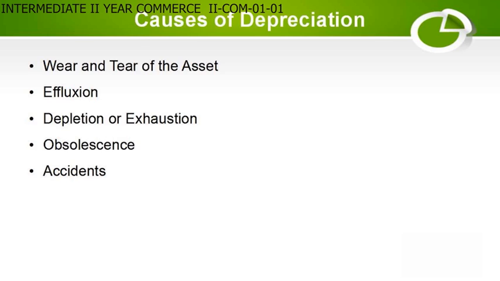And the next reason, after the 4 reasons, is accidents. Due to accidents, the entire product may collapse, or the entire asset may be destroyed, or part of the asset may be destroyed, or some part of the asset may not be in use. So, due to accidents also, the fixed assets may get depreciated. These are the 5 reasons, the causes of depreciation.